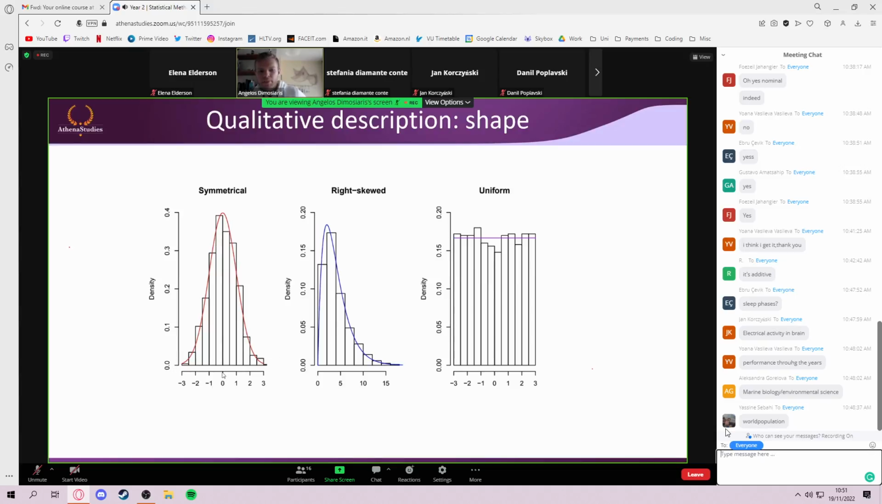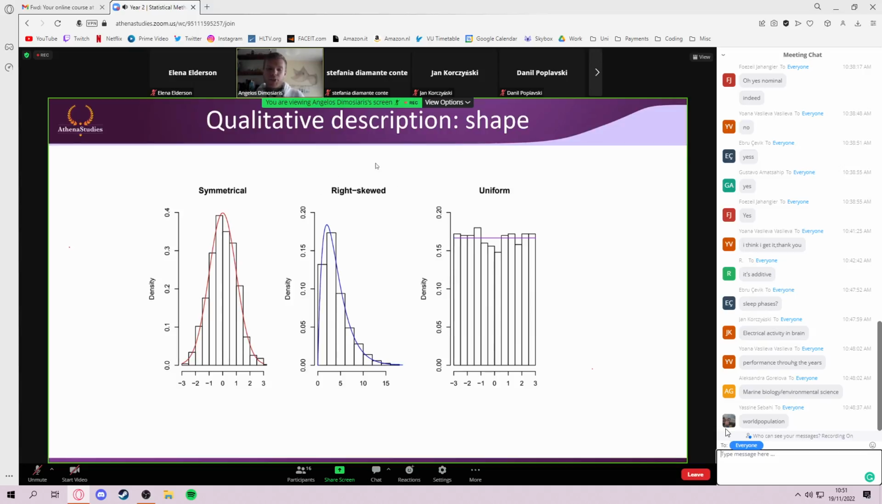So you can see here, for example, the mean is 0, and you can see that we have few values on the negative side, few values on the positive side, and most of them are close to the mean, close to the center.